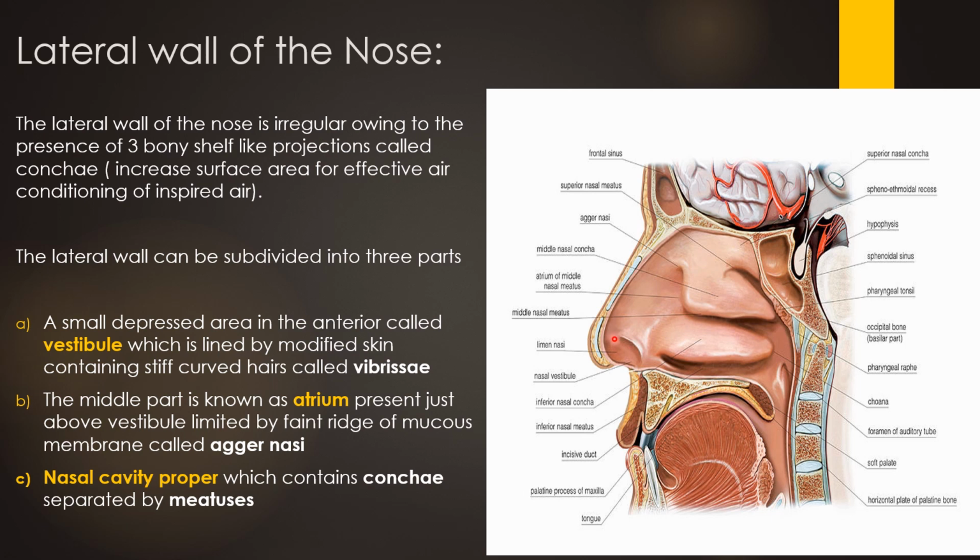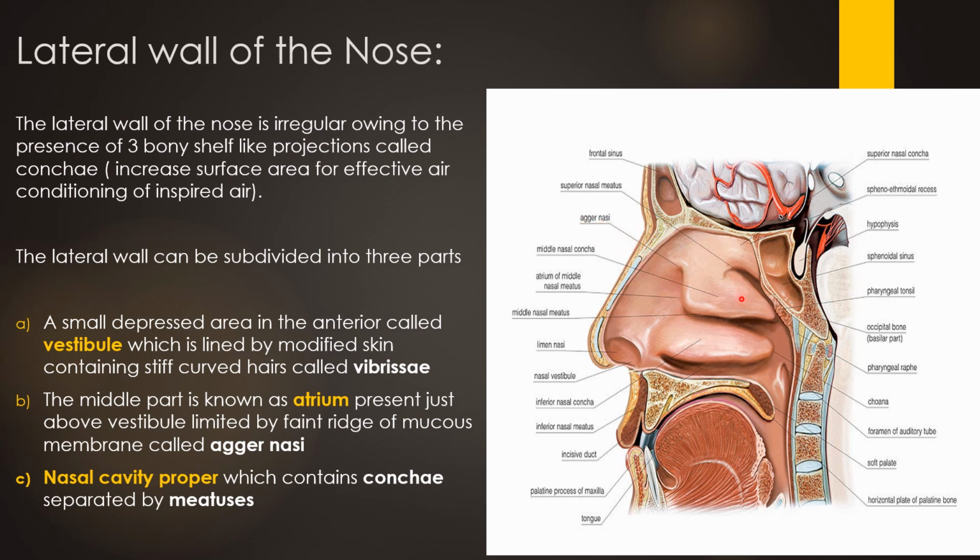You can see this small depressed area in the anterior part of this lateral wall. This whole is the lateral wall. This depressed area in the anterior part is known as the vestibule of the nose, and this is basically lined by modified skin containing stiff curved hair known as vibrissae. Then in the middle part you can see this is the atrium, also known as the atrium of the middle meatus, and it is present just above the vestibule. So this is the vestibule. This atrium is limited superiorly by a mucosal ridge, and that is known as the agger nasi.